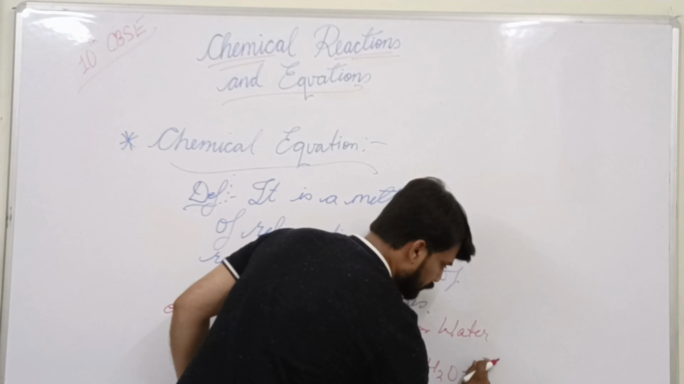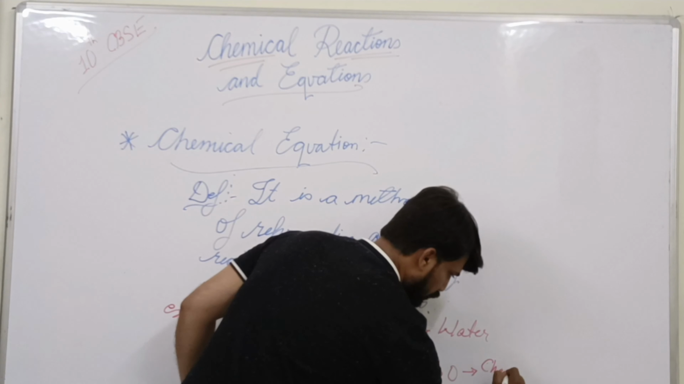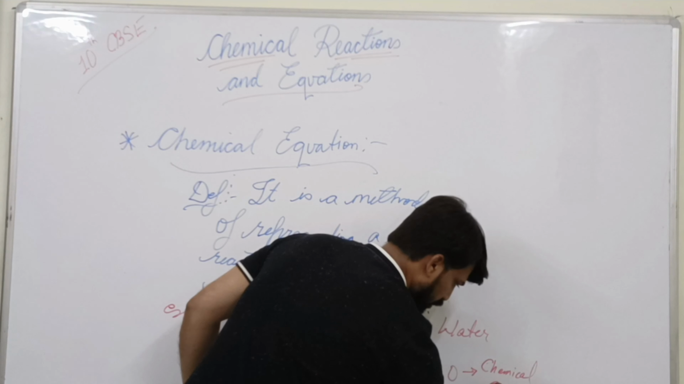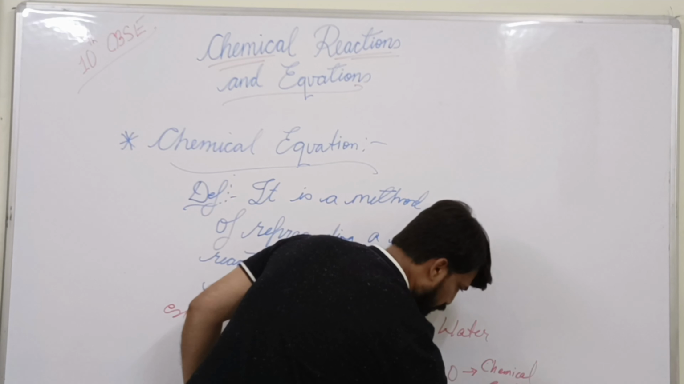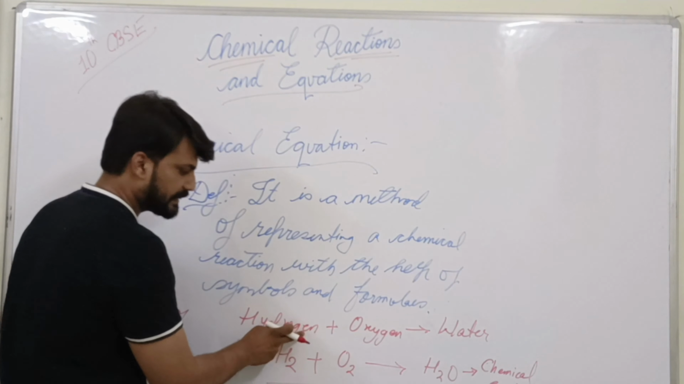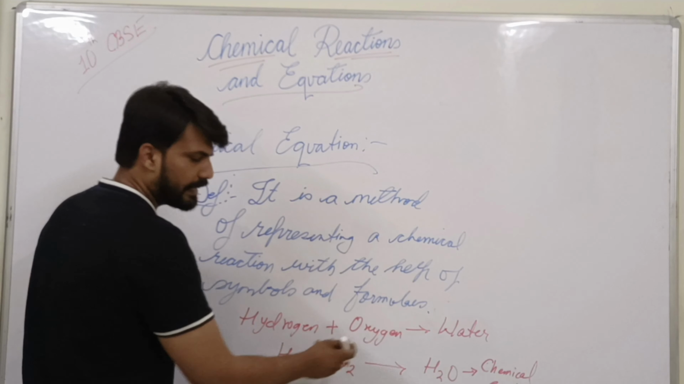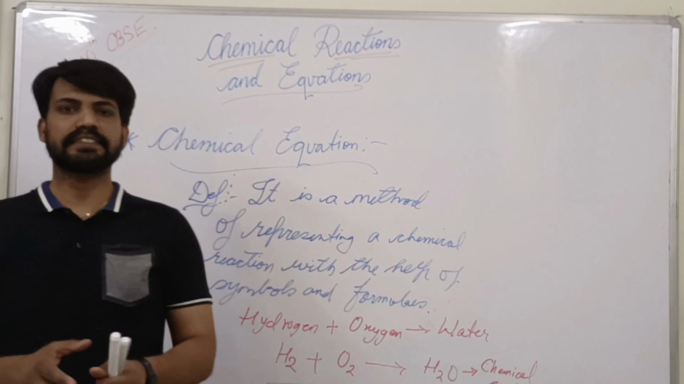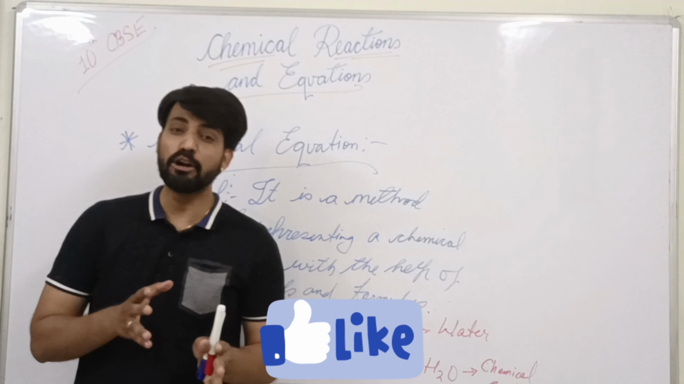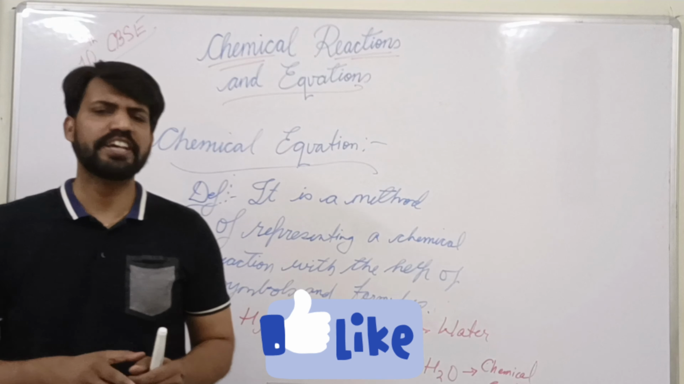What is this? Chemical equation. And why is this called a chemical equation? Because this chemical reaction is represented in the form of formulas and symbols, and that's why this is a chemical equation. I hope the chemical equation part is very clear to you.